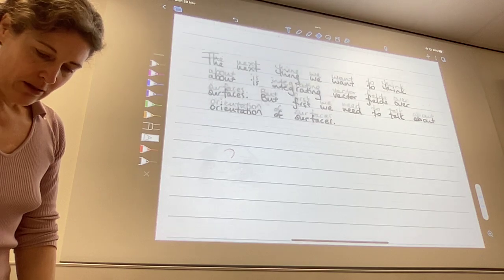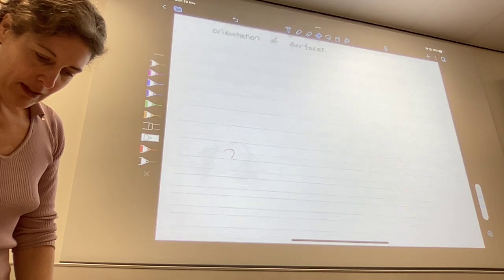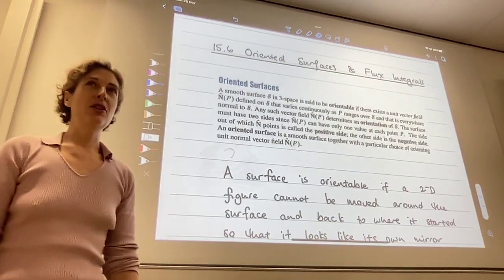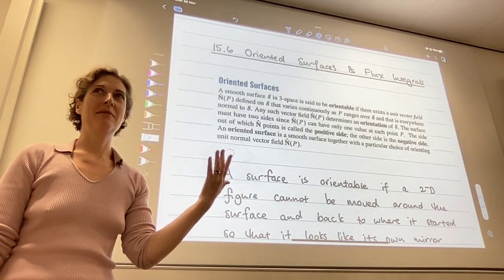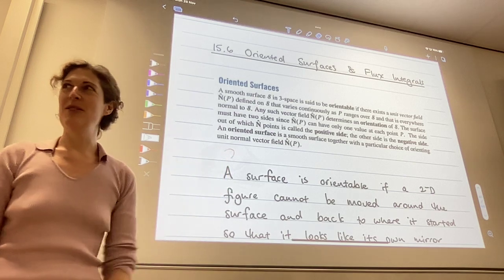And finally, we will do integrating vector fields over surfaces. And then we're almost done. All right, see you next week.